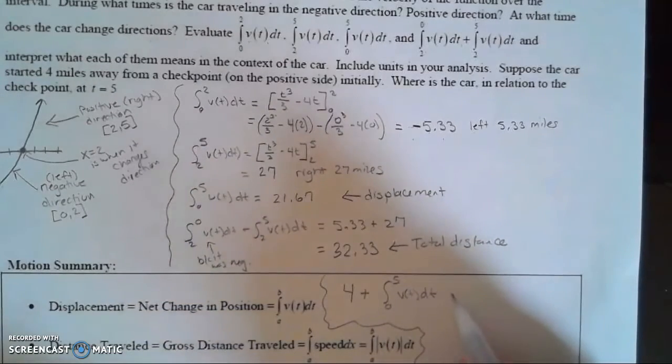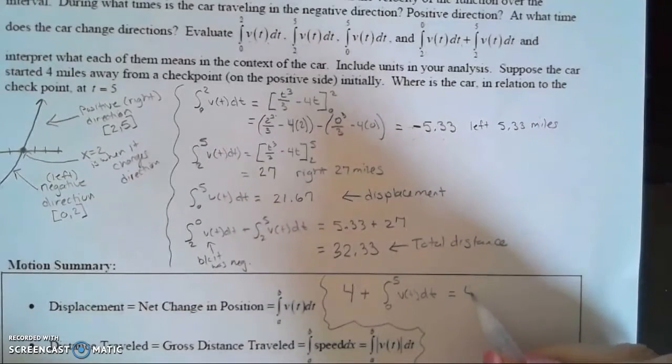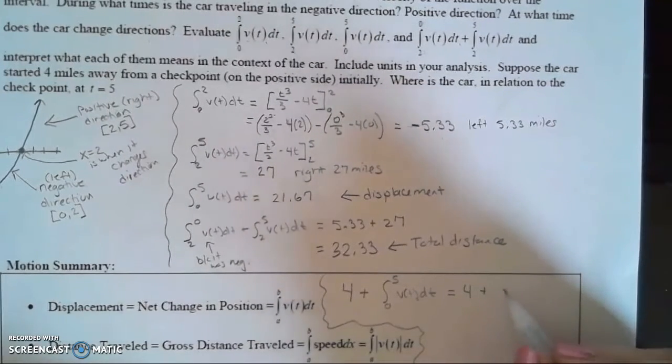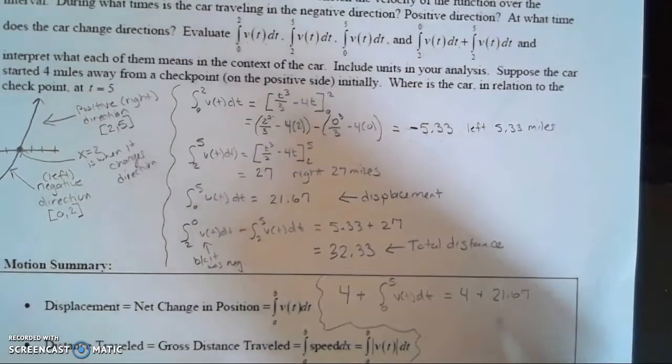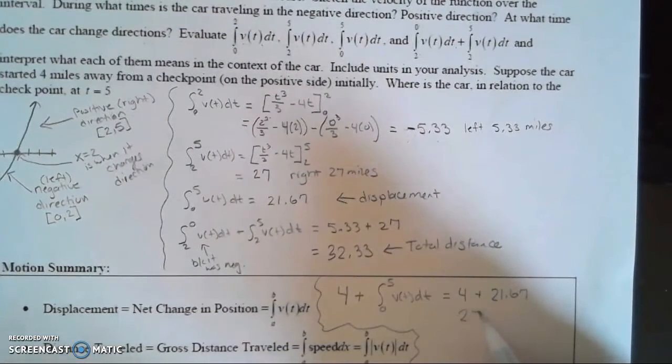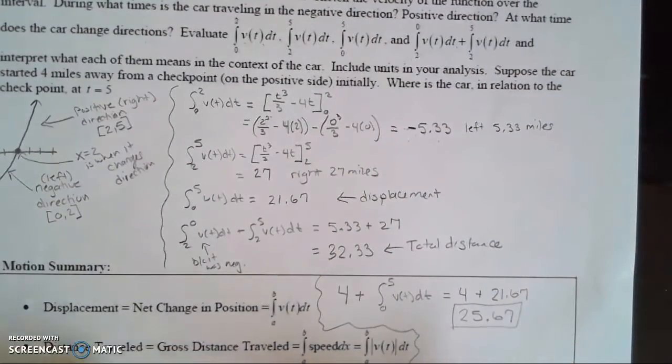Okay, so this is actually just going to give us the 4 plus the 21.67 that we already figured out to get 25.67. Okay, so that's just what that point means.